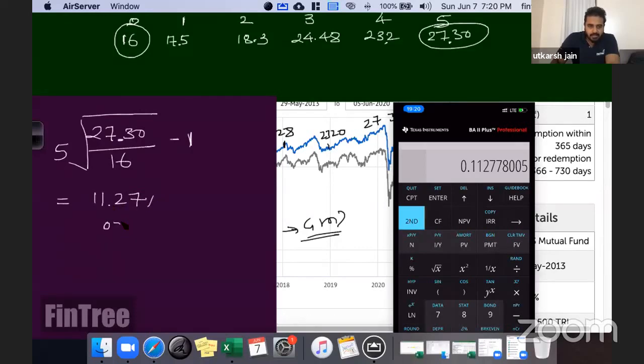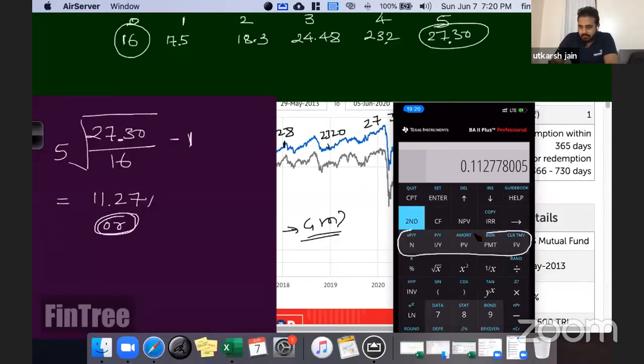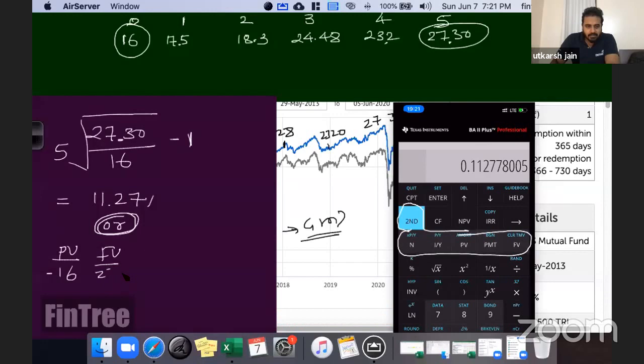Or if there's anyone who's finished the level 0 course of FinTree on the pre-recorded course, and if you know how to make use of this row. This is the Texas calculator, and this row is called the time value of money row, including that second button. So if you use this, it's even simpler. Set your present value to 16, set your future value to 27. Just tell your calculator that my 16 rupees have become 27 rupees, in how many years? In 5 years.